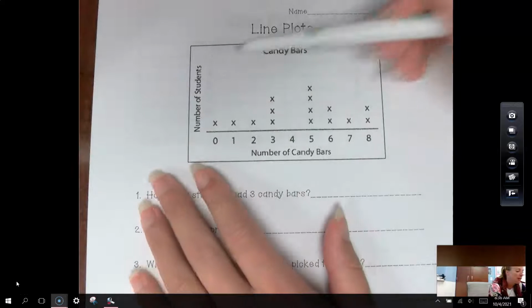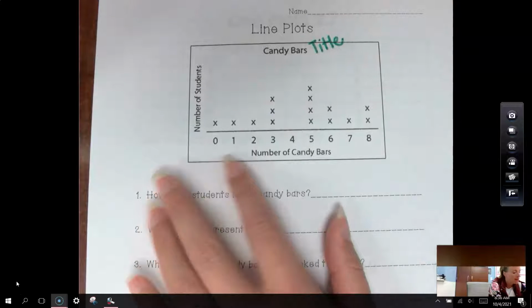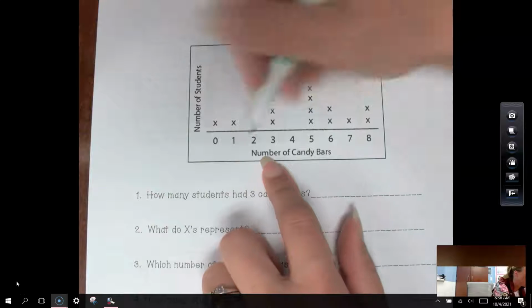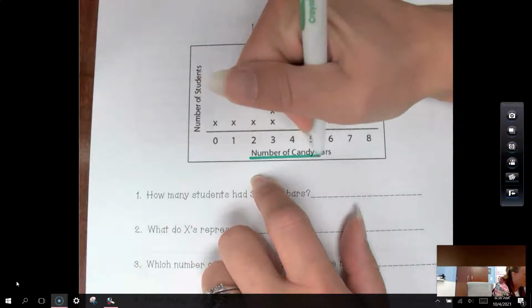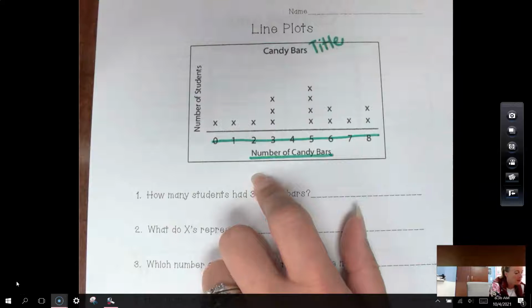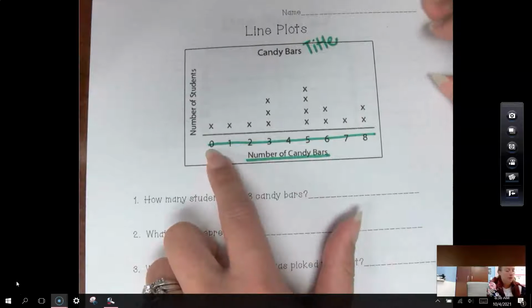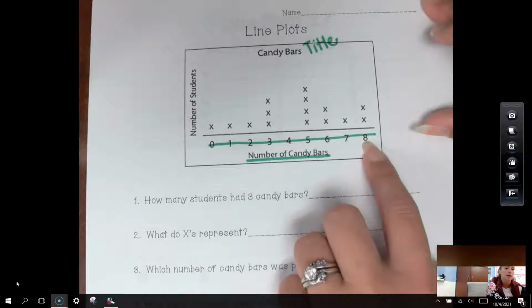What you see here is a line plot. This is your title. This tells us what the numbers mean. So sometimes kids get confused. This right here tells us what these numbers mean. So the numbers are number of candy bars. So this is 0 candy bars. This is 8 candy bars.